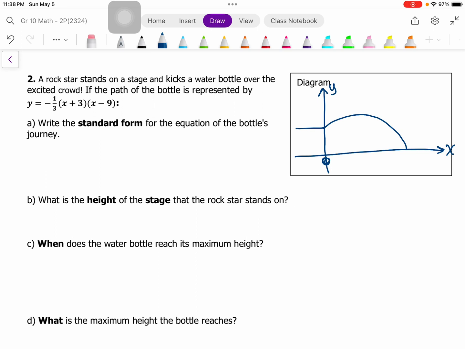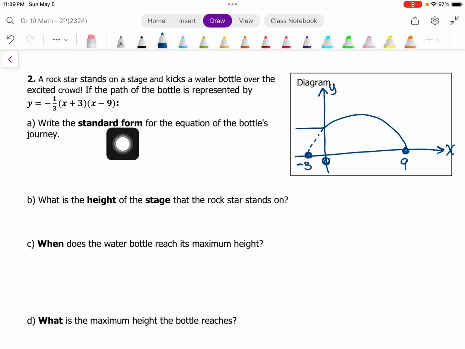And we can see the relationship here is negative 1/3 times x plus 3 times x minus 9. So this tells us our zeros. Now this is the one that is the positive value. So this is at 9. So 9 seconds then is when the bottle was on the ground. Now this we can pretend goes backwards to that point, and that's going to be at -3.